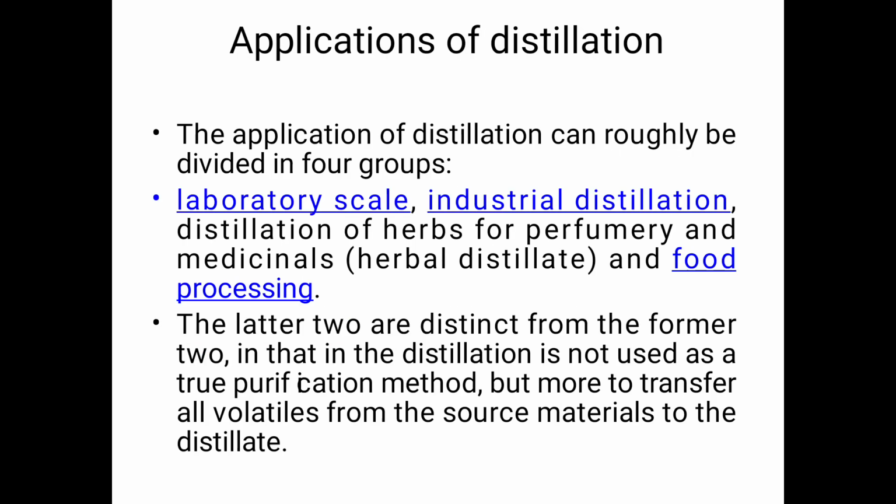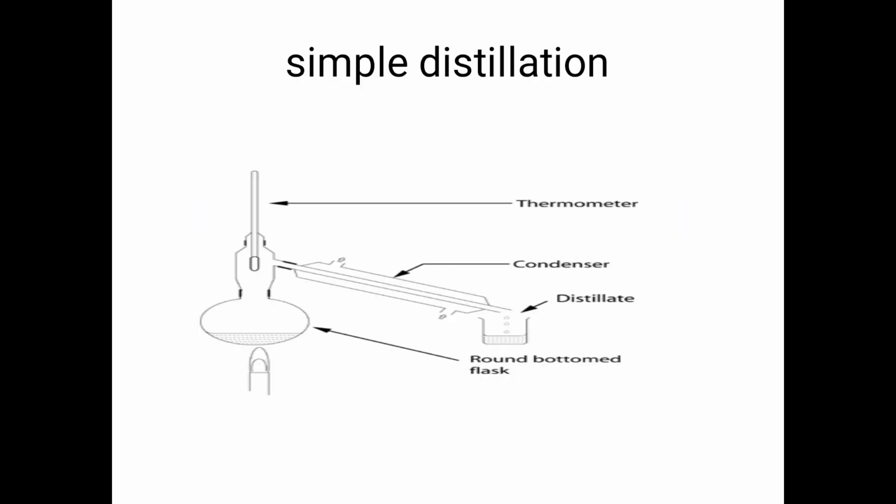And this is the application of the distillation process. The applications of distillation can be roughly divided into four groups. One is laboratory scale distillation, industrial distillation, distillation of herbs for perfumery and medicinal use, that is herbal distillate, and food processing. The latter two are distinct from the former two in that the distillation is not used as a true purification method, but more to transfer all volatiles from the source material to the distillate.